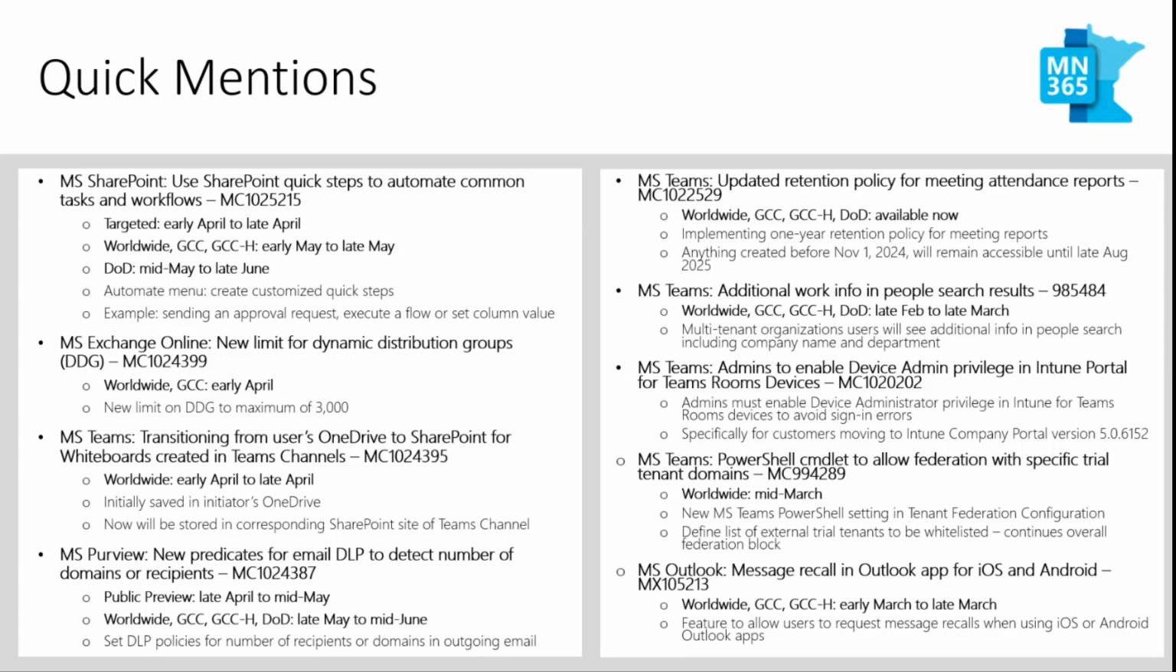Do note this for anybody who is utilizing dynamic distribution groups. If you have a lot of them, and when I say a lot, I mean a maximum of 3,000. That's a change, right? So that's actually bringing down that limit. I don't remember what it was in the past, but just keep in mind, if it's a maximum of 3,000, that's all you get right now. And think about how you want to use those dynamic distribution groups.